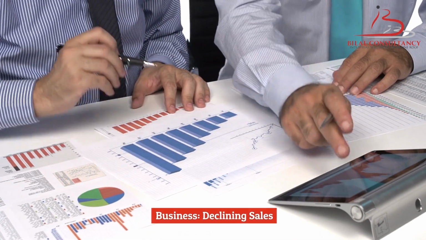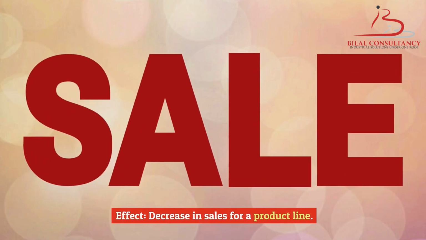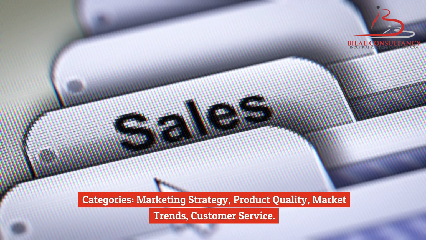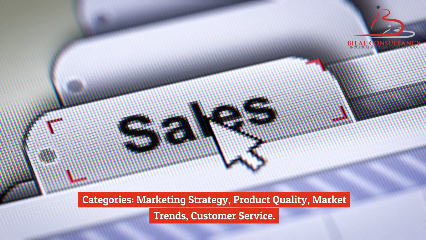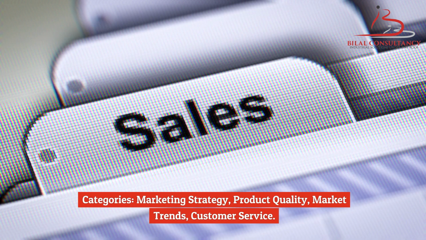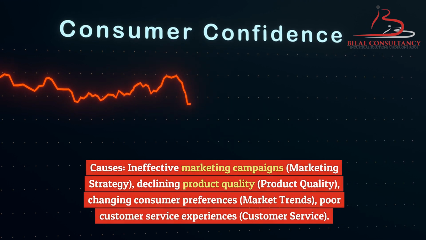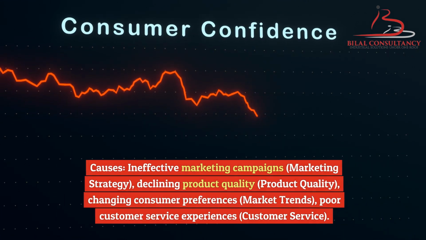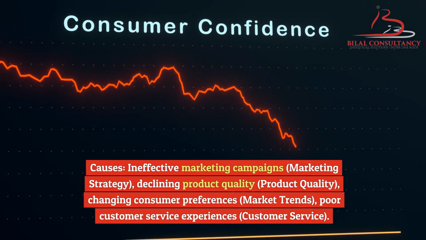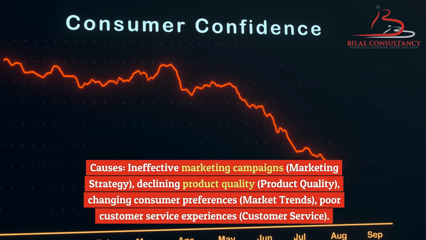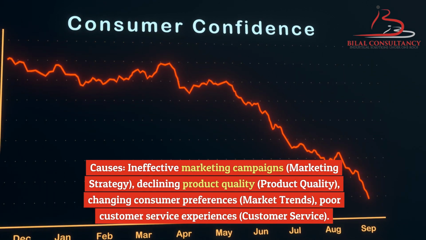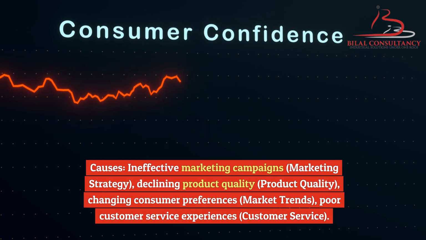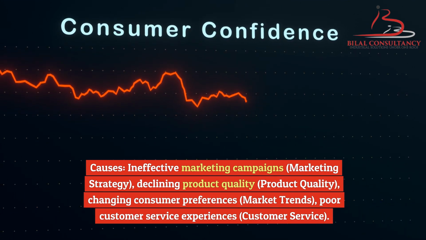Business. Declining sales. Effect: decrease in sales for a product line. Categories: marketing strategy, product quality, market trends, customer service. Causes: ineffective marketing campaigns, marketing strategy. Declining product quality, changing consumer preferences, market trends. Poor customer service experiences, customer service.